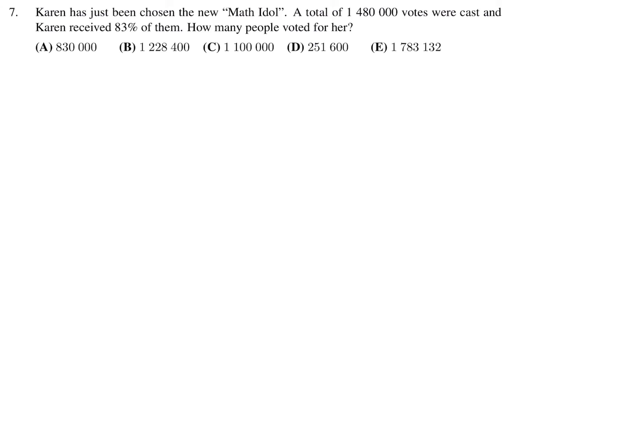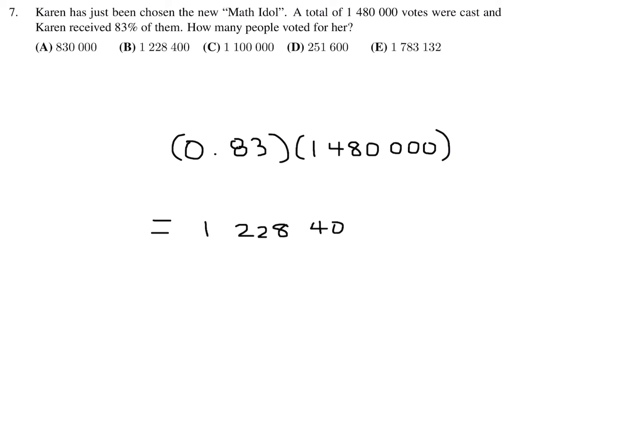Karen has just been chosen the new math idol. A total of 1,480,000 votes were cast, and Karen received 83% of them. How many people voted for her? So 0.83 times 1,480,000. That is the equation. And if you take out your calculator, which are allowed on the Canadian math contests, you'll be able to figure this out pretty quickly. And the answer is 1,228,400. 1,228,400, and that is answer choice B.